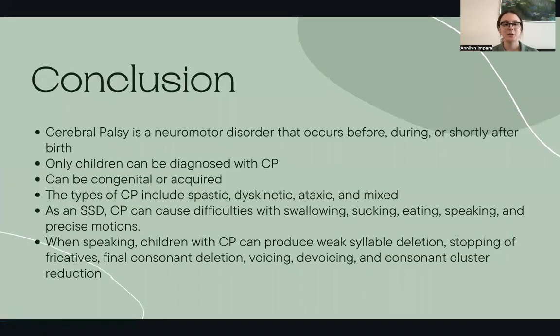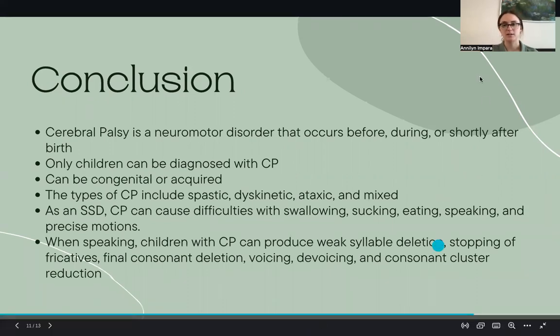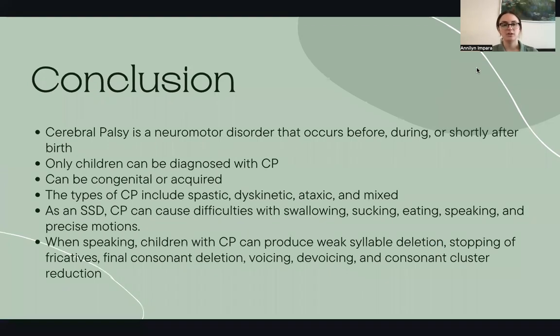In conclusion, cerebral palsy is a neuromotor disorder that occurs before, during, or shortly after birth. Only children can be diagnosed with CP. It can be congenital or acquired, but only acquired shortly after birth. The types of CP include spastic, dyskinetic, ataxic, and mixed.